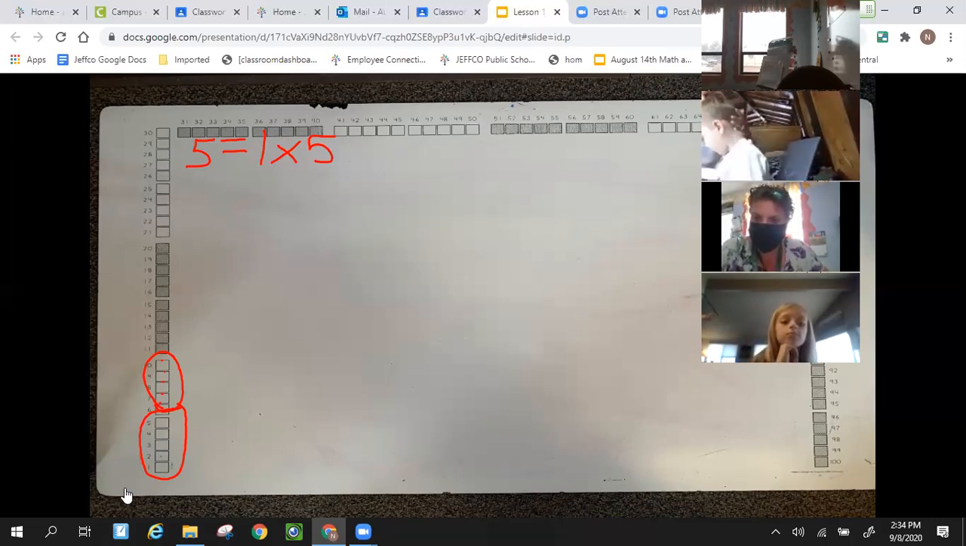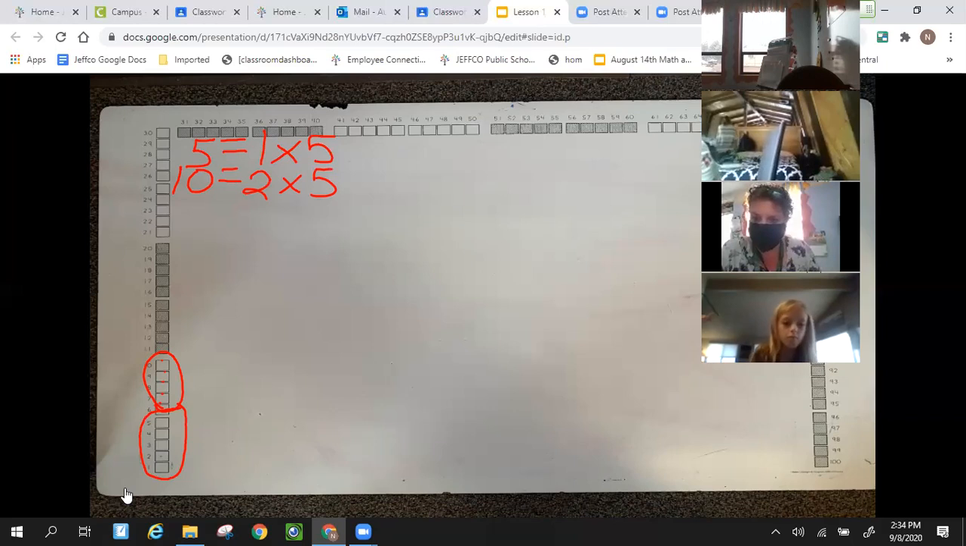If I count from here up, 2 groups of 5 would give me how many? 5, 10. Nice. So 10 equals 2 groups of 5, which is really what that represents. 2 equal groups of 5.